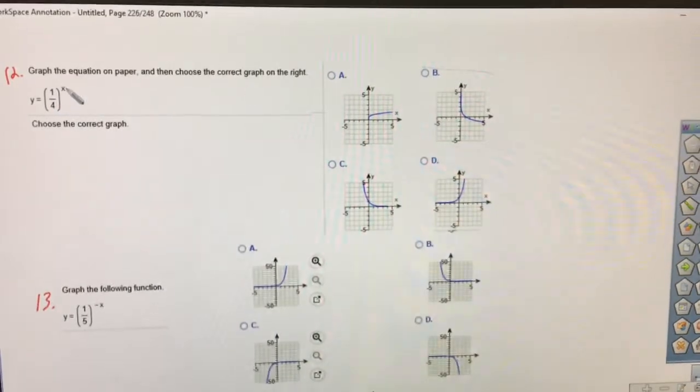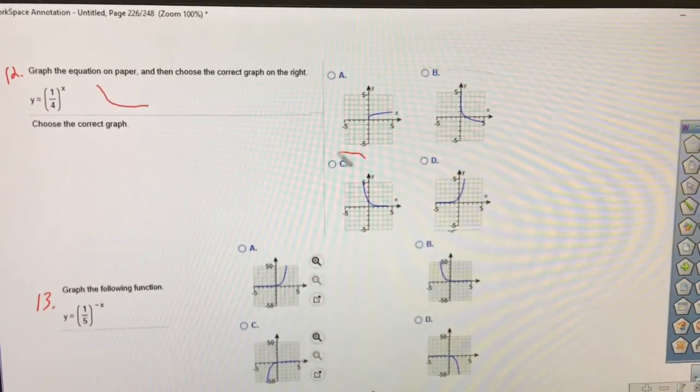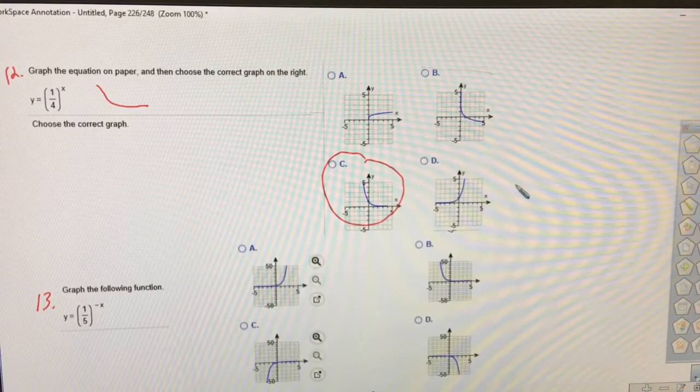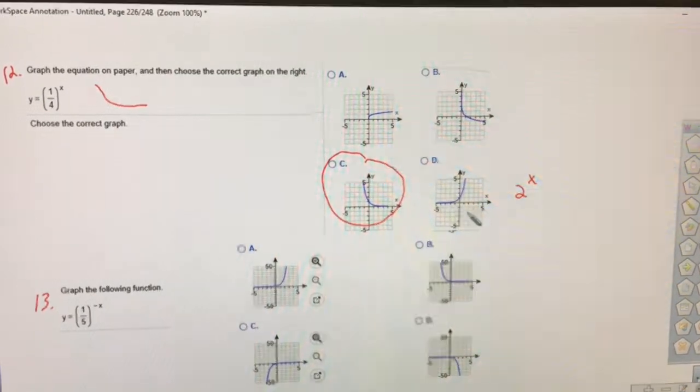These are a little tricky. A fraction to a positive power is going to decay. It's going to be choice C. In order for it to be choice D, it would have to be a positive number to a positive exponent for it to be D.